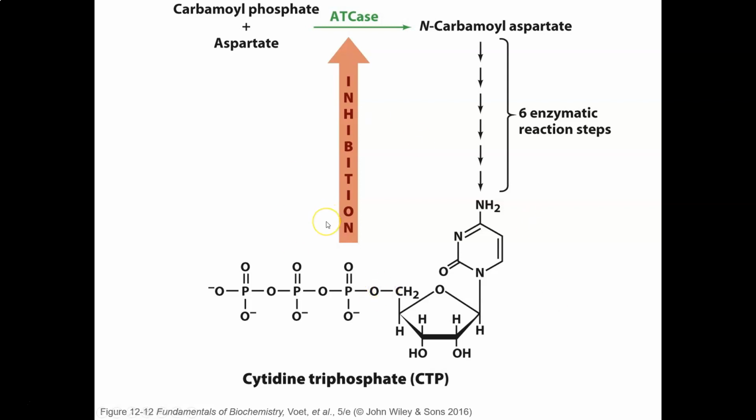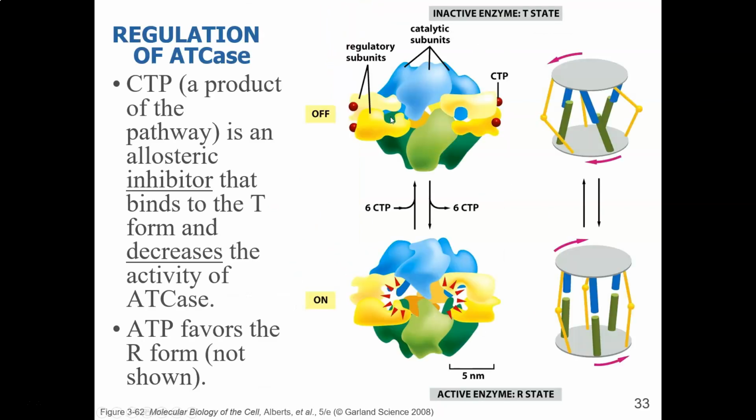So the CTP is a product, but it also can act as an inhibitor for this first reaction. So here's a picture of how this works. Up on top, we have the enzyme. It's a hexamer. So we have these catalytic subunits shown in blue and green, and they have to have a certain conformation in order for the substrate to be able to bind.